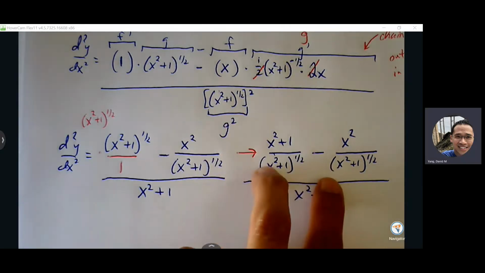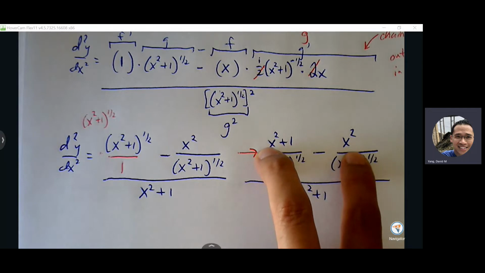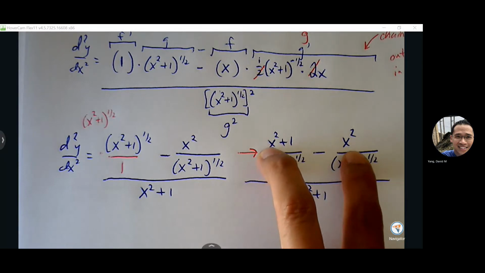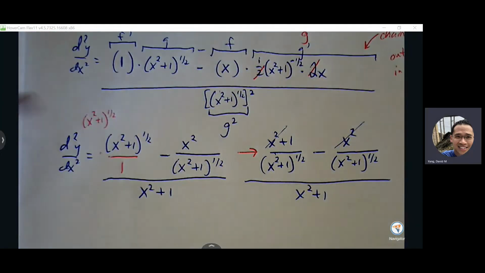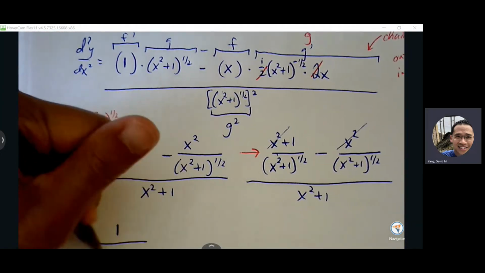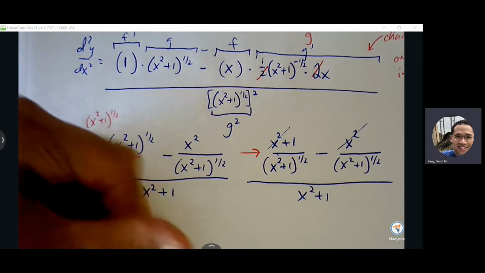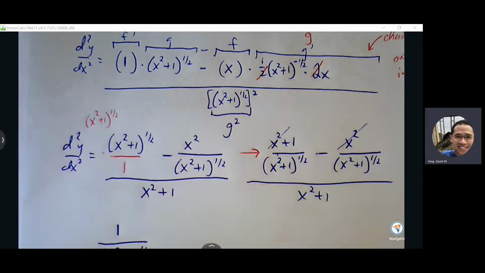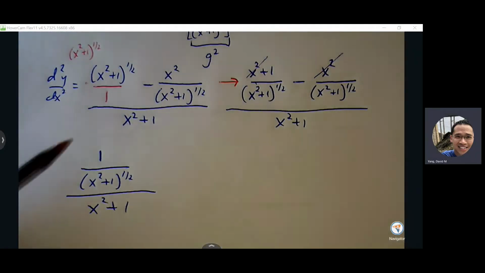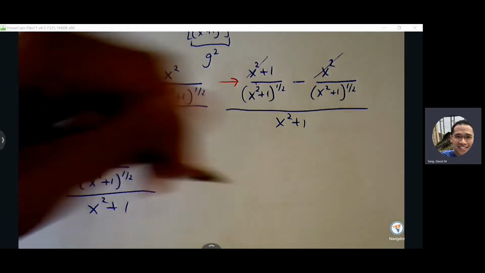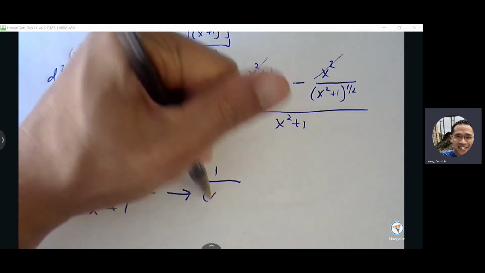I can merge these together. So if I merge these together, I can combine my terms here. What happens with the x squared? Goes away. X squared minus x squared is 0, sorry. So I'm left with 1 over x squared plus 1 to the 1/2 all over x squared plus 1. So we're a lot closer now, right? But dividing by a number is the same thing as what? Multiplying by the reciprocal.